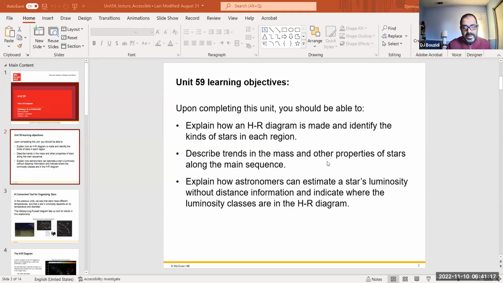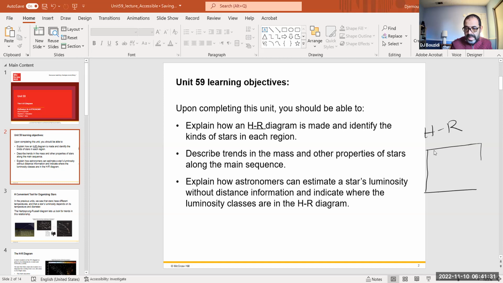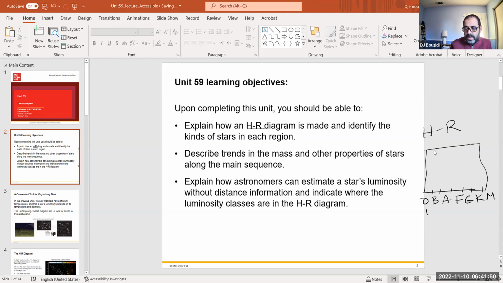So let's get into unit 59. Unit 59 is a big unit, okay? It's going to introduce the Hertzsprung-Russell diagram, referred to in all textbooks as the HR diagram. So the HR diagram is a diagram like an X and Y axis, really. On the X axis, you have the temperature, and the temperature follows those classifications: O, B, A, F, G, K, M, okay? Remember, O is the hottest temperature. This is from a previous unit.